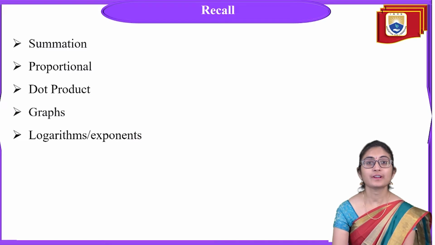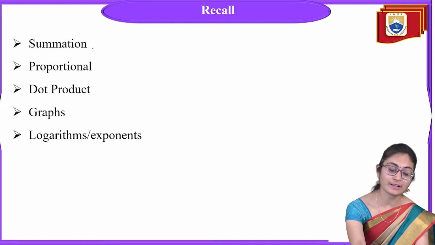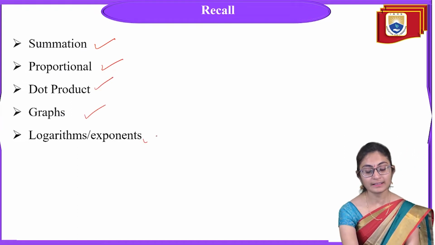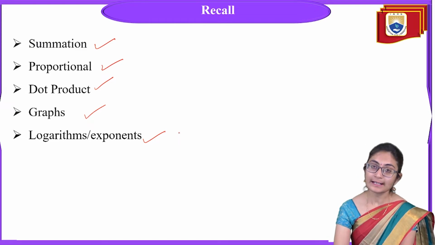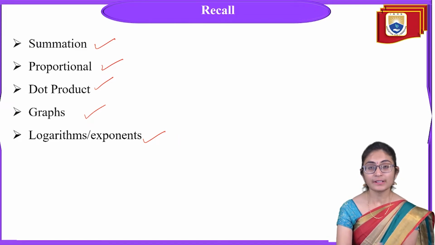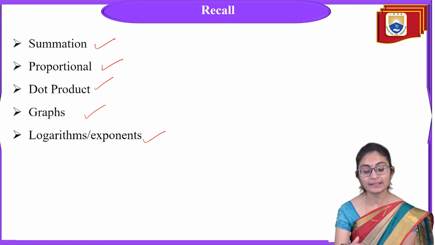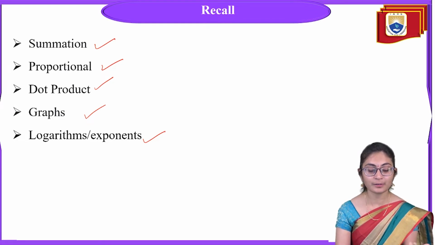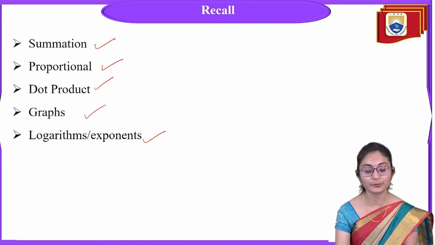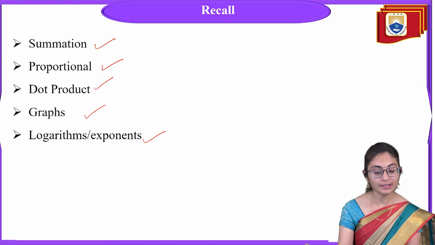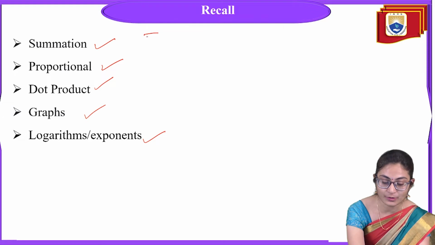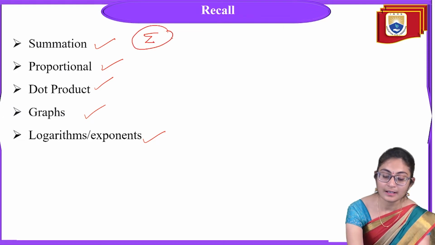In the last session, we saw some topics which are summation, proportional, dot product, graphs, and logarithm or exponent. That means nearly everything in data science: summation, proportional, dot product, graphs, and logarithms. All these things are used in data science, and every operation is performed by data science for the particular task. Summation is the sum of numbers, and we can show it by using the sigma symbol.